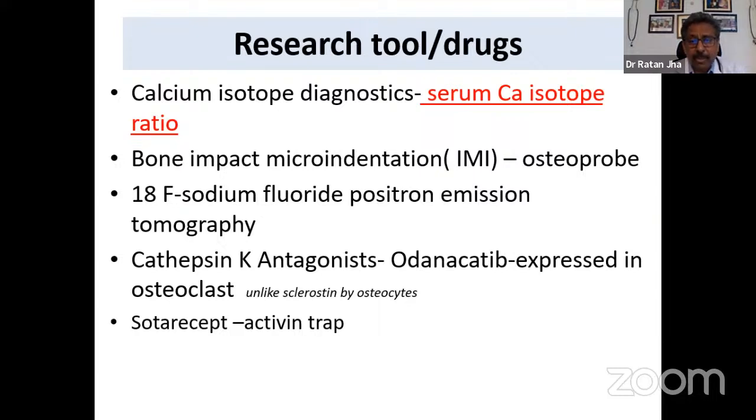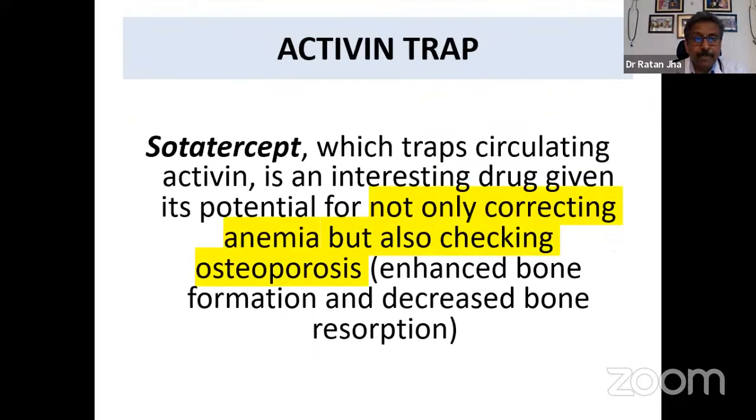Cathepsin K antagonist, odanacatib, was earlier utilized, which is basically expressed in osteoclasts, unlike sclerostin, which is expressed by the osteocytes, but it has gone out of use because of side effects. Sotatercept, an activin trap, is also a drug being talked about in literature, which has an effect on anemia correction and bone health. It was found to be an interesting drug with the potential for not only correcting anemia but also checking osteoporosis. And as both problems are there in CKD, this may be a good drug if it is approved in future.